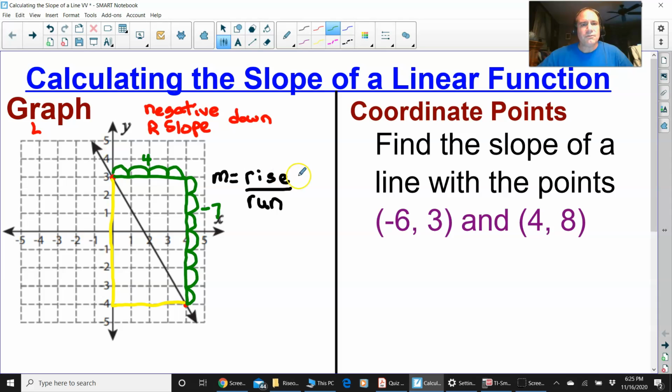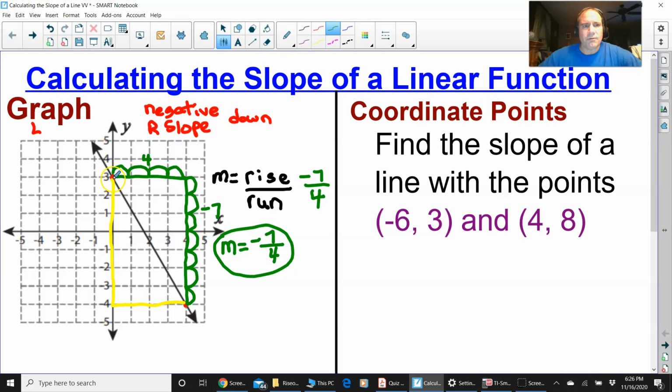All right? So my rise is always the up or down. Since I went down the 7, I'm going to put negative 7. Since my run to the right was 4, I'm going to put 4. So my m equals negative 7 over 4. And that's how you would do rise over run on a line that is given to you on a graph.